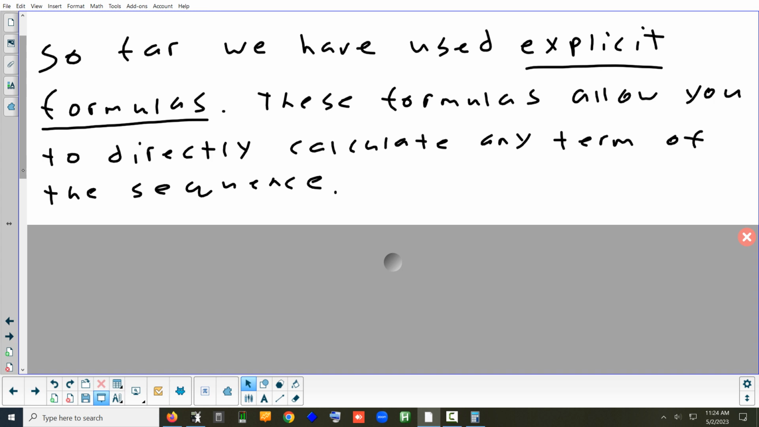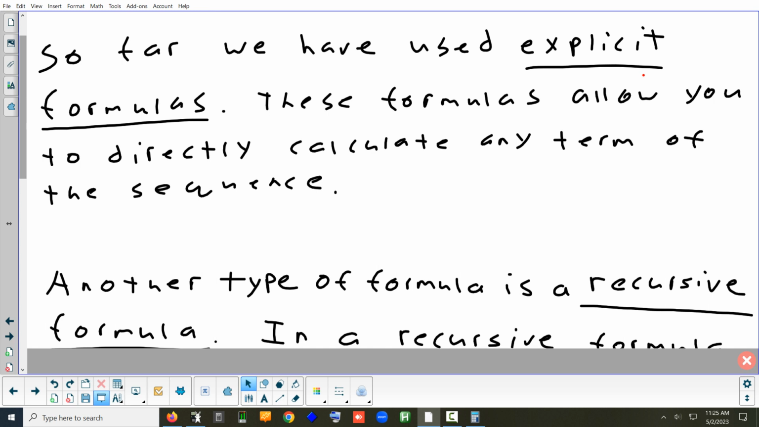So the formulas that we used in the last two problems, the n squared minus 1 over n and the negative 1 to the n, those were called explicit formulas. Explicit formulas are the best formulas to work with because you can find any term of the sequence that you want directly.